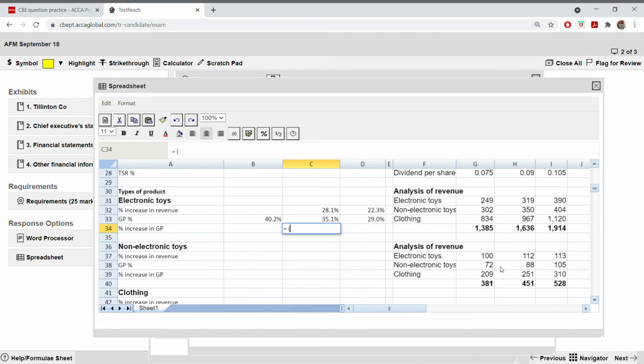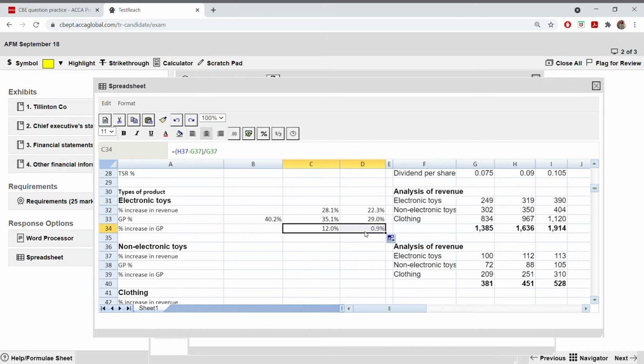Or the other way of doing this, which is the more correct way, is percent increase in gross profit. So what is it? This gross profit, this minus this, divide by the previous year's gross profit. This is more accurate. 12.9%.